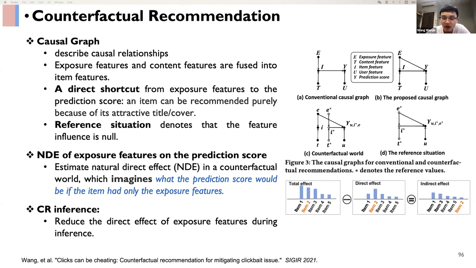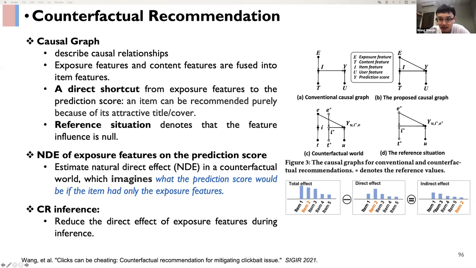So they will first learn the structural causal functions from the data, and then estimate the natural direct effect, shortened as NDE, in a counterfactual world to estimate the causal effect from E to Y. They imagine what the prediction score would be if the item only had the exposure feature. This is called the direct effect. And then we can subtract the direct effect from the total effect. The total effect means the effect from all the features. In this case, we reduce the effect from the exposure feature and get a better prediction.